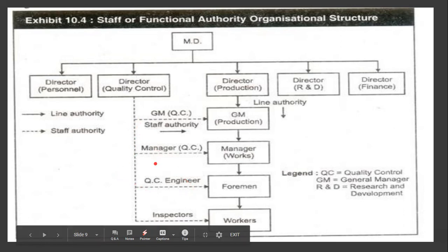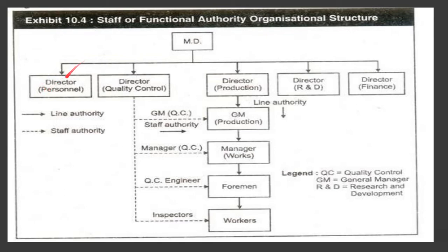They enjoy their functional authority, whereas these all people, director personnel, director or a manager quality control and production, they are enjoying line authorities. They are line officers and they enjoy their line authority. So structure when become diverse or added with the staff authority, they become the functional authority organization structure.